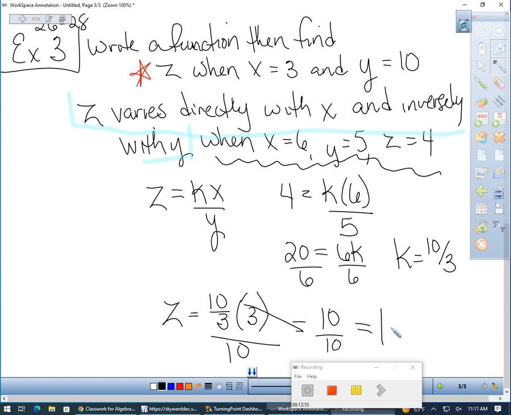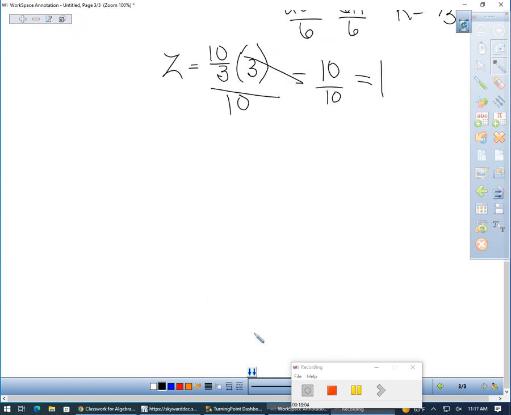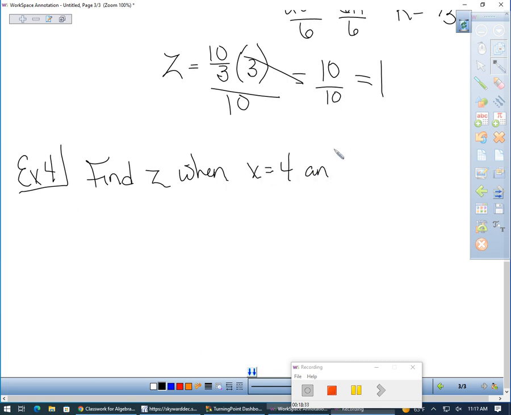I think we should try another one. Let's do example number 4, same idea. Okay? All right, let's try this one. Let's say we have, find z when x equals 4 and y equals 8.